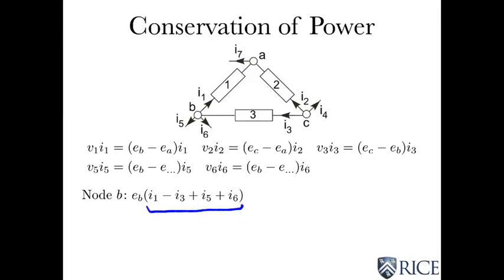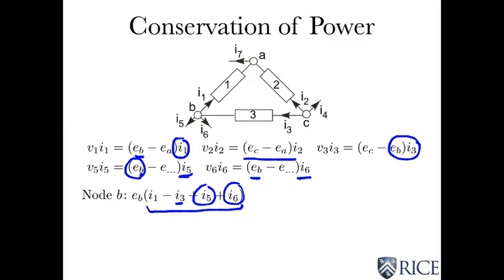So let's check our answers here. We have an I1 from this equation. There's no EB in this equation. Here's a minus I3, okay. EB times an I5, okay. And an EB times an I6. Okay, yeah, we got them all.